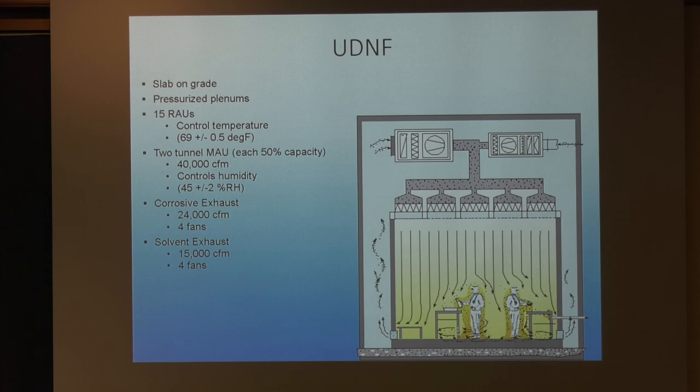That's the idea. We have 15 research units. Their job is to control temperature. The spec is 69 plus or minus 0.5 degrees. The two tunnel makeup air units' job is to control humidity: 45 plus or minus 2%. It took me years and years to reach this point. For the 2%, I actually had to rip out the existing humidification system and put in a new one, based on a pressurized system, so you can have valves that control pressurized steam, rather than the other way it's done.